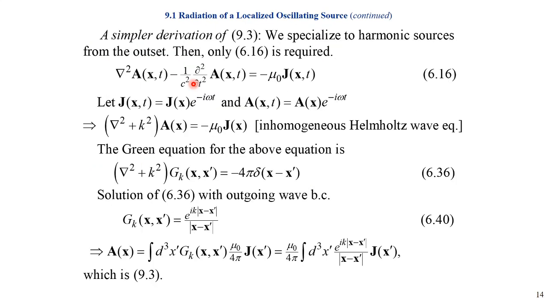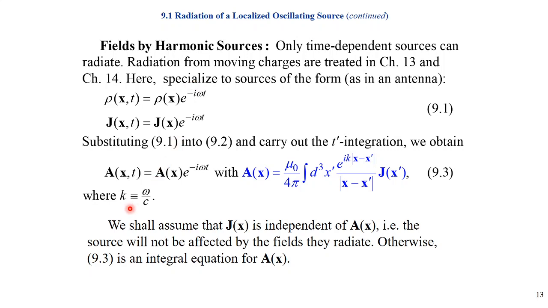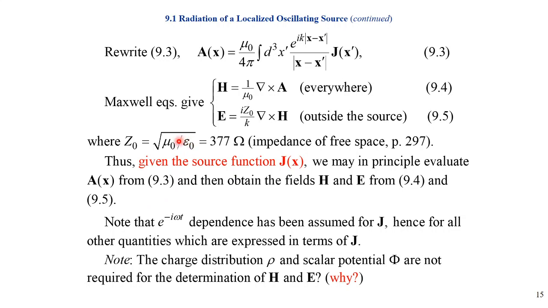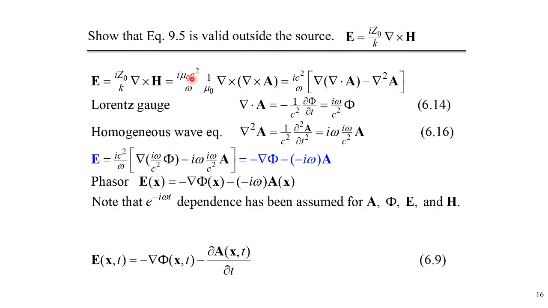Okay, go back to this page. K is defined as omega over C, and Z is mu 0 over epsilon 0. And C is the speed of light, C squared equals 1 over epsilon 0 mu 0. So we just substitute everything from here to here. We have a mu 0 and mu 0, so they cancel out, and the result becomes I C squared over omega.